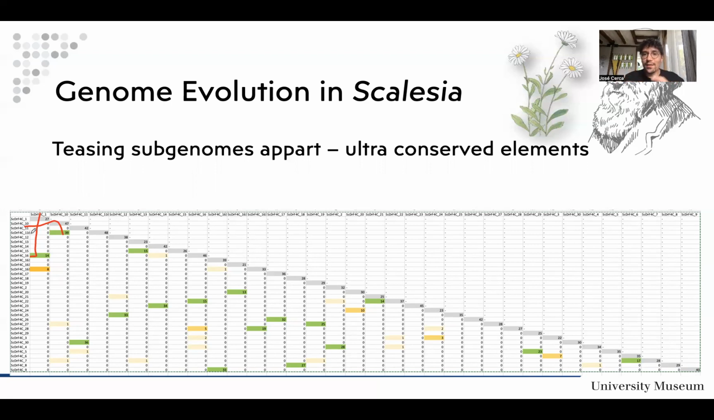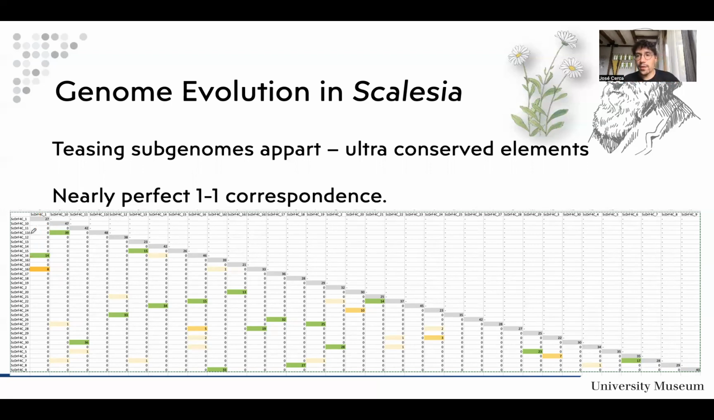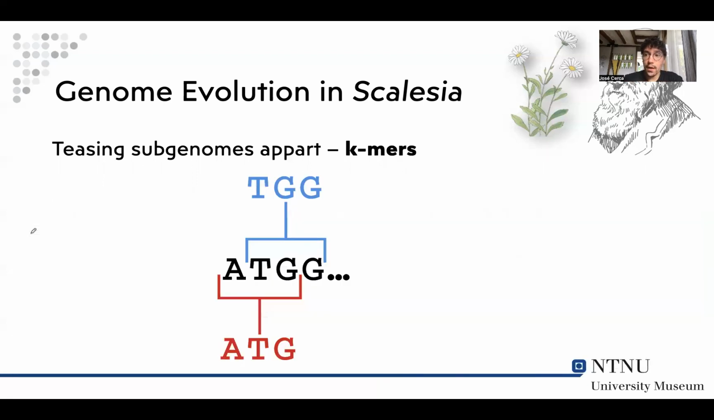So I could get this nearly perfect one-to-one correspondence, with some examples of chromosome pairs with less synteny. But I could get this done, and it was really good. To then dissect which member of the pairs was yellow and turquoise, I relied on transposable elements, and I decomposed the genome into k-mers, which is just a decomposition of the genomic sequences on an arbitrary number.